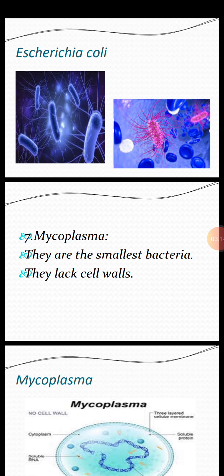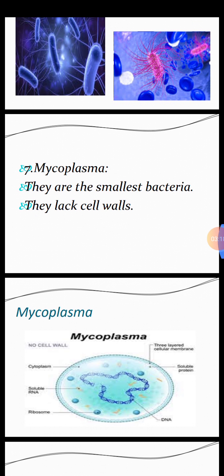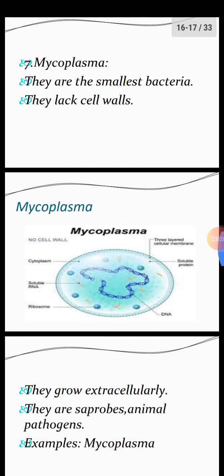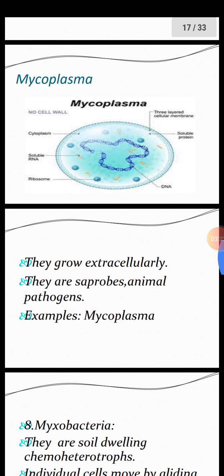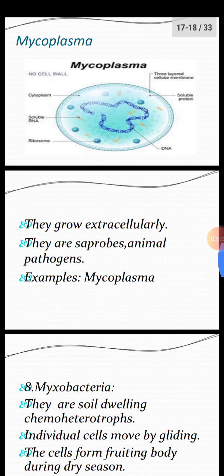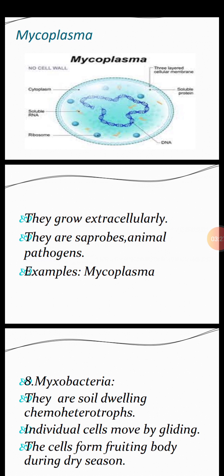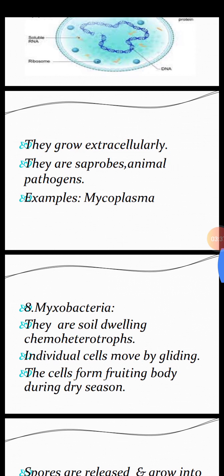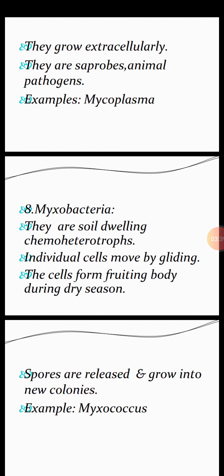Seventh are mycoplasmas. They are the smallest bacteria. They lack cell walls. A picture of mycoplasma is shown. They grow extracellularly. They are saprobes, that is, they feed on dead organic matter. They are also animal pathogens. Pathogens are the agents that cause disease. Example is mycoplasma.